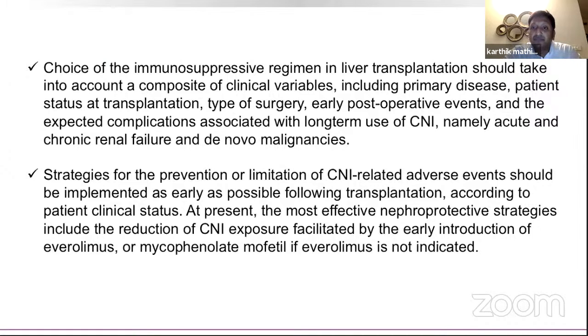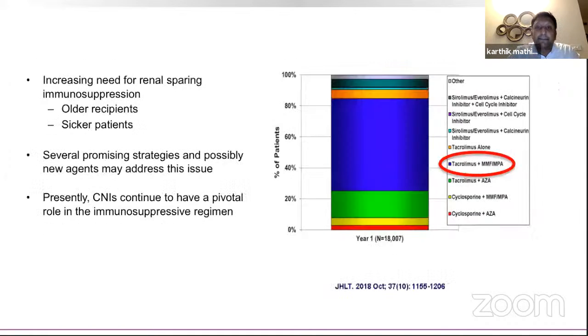At present, the most effective nephroprotective strategies include the reduction of CNI exposure, facilitated by the early introduction of everolimus or mycophenolate, because some centers are reluctant to use mycophenolate at the start. So you can always combine everolimus and mycophenolate, like how you combine tacrolimus and mycophenolate. And there is an increasing need for renal sparing immunosuppression, especially with a sicker recipient or an older recipient, where the kidneys cannot tolerate much exposure to CNIs. Several promising strategies have been tested time and again. And presently, CNIs continue to have a pivotal role in the immunosuppressive regimen in every patient.